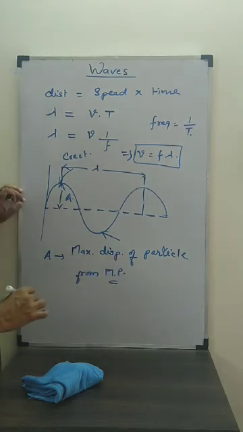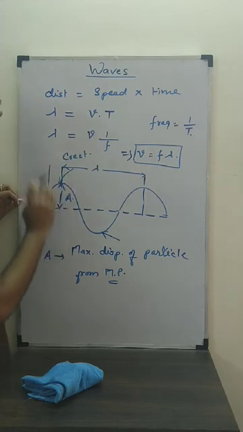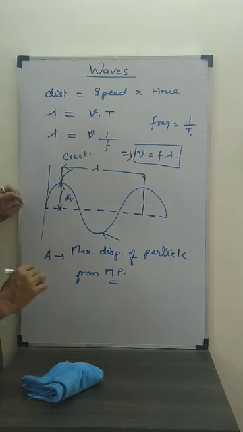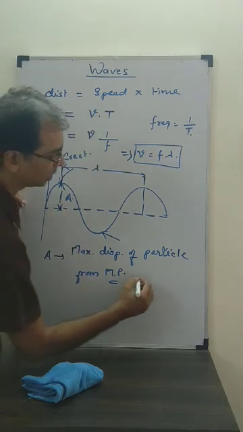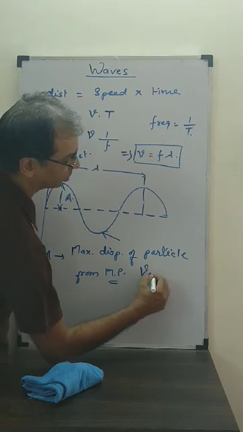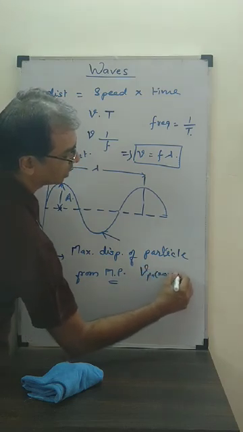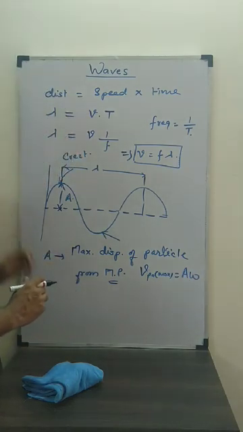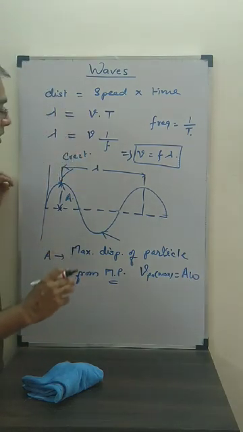Okay, this is amplitude. Now, we know if the particle is doing simple harmonic motion, then the maximum speed of the particle happens to be at the mean position, and its value is A omega. Now, this concept we have already studied in SHM.